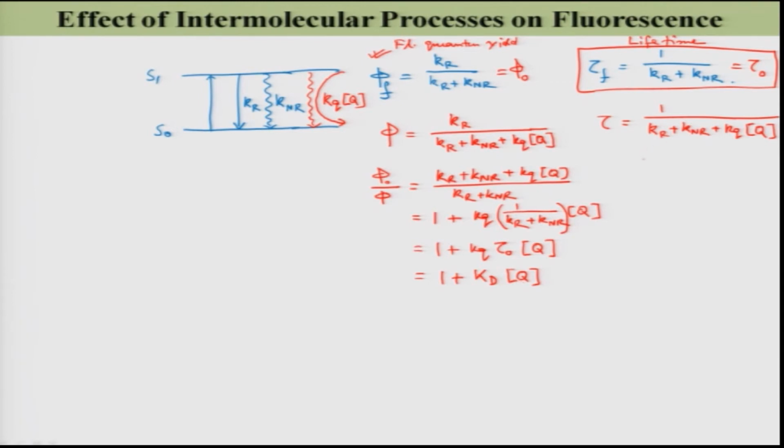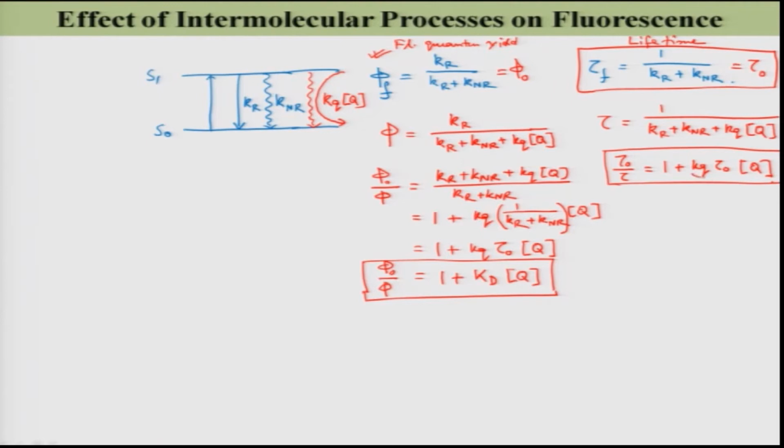Now, if you do the same thing over here, if you take tau 0 by tau, then what will you get? You will get exactly the same expression, because here kR and kNR cancel. So this is nothing but that same expression, and you will also get 1 plus kQ tau 0 into Q. So what you have seen is that phi 0 by phi has this kind of equation, and tau 0 by tau also has this kind of equation, where this quantity is kD, the Stern-Volmer quenching constant. Okay.